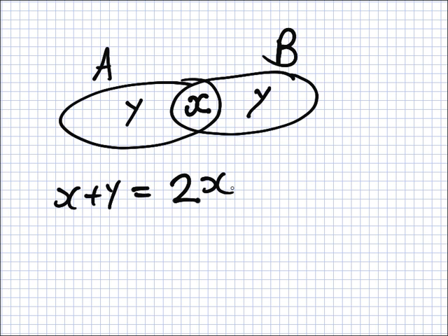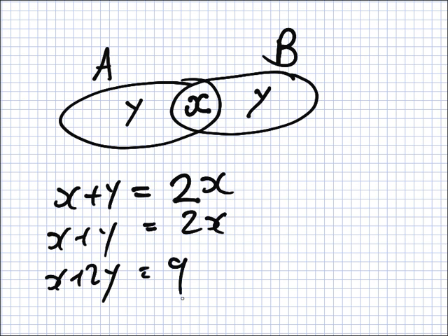The probability of event B is twice that of the probability of A and B. Oh, that's useless. The probability of A or B is 9 times more than the probability of neither A nor B. Okay, neither A nor B is 1 minus X minus 2Y.